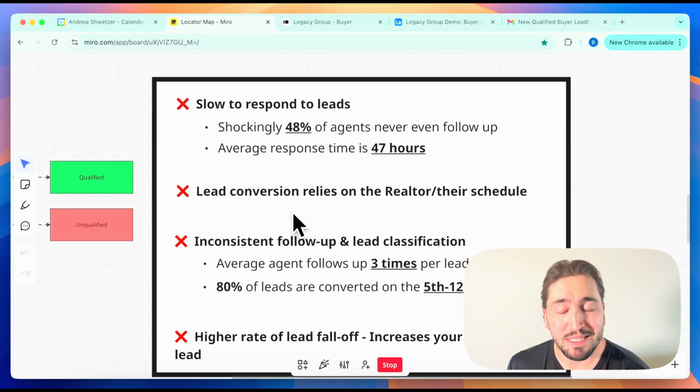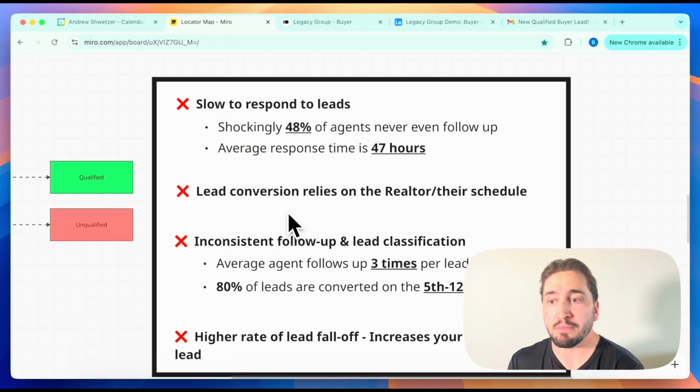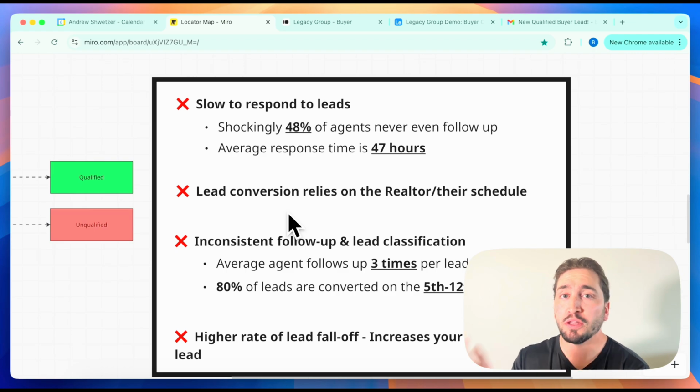And like we said, with a system like this, the whole lead conversion system relies on the realtor and their schedule. So this might be you watching the video, or it might be realtors on your team. But when the lead conversion is relying on their schedule, then it becomes really inconsistent and hard to track your lead conversion. Because one week the realtor might be on the ball and messaging right away, and the next week they're not. And it's really hard to tell if the leads that you're generating are good leads or if they're just not being qualified and followed up with.